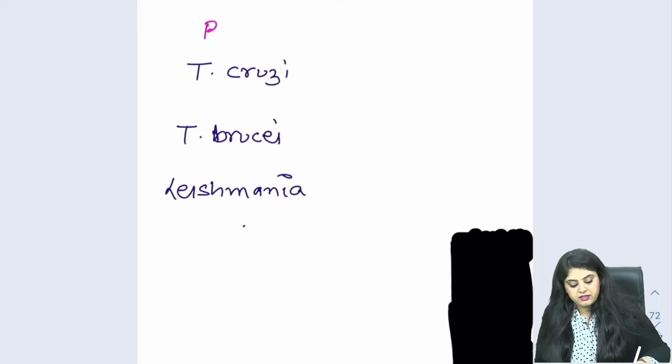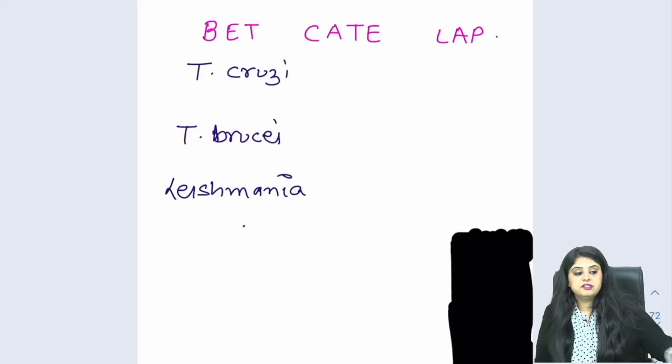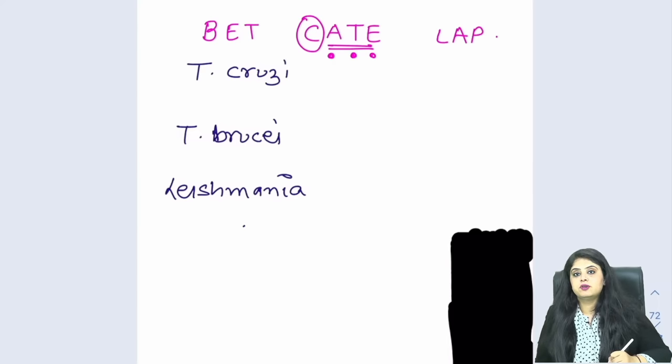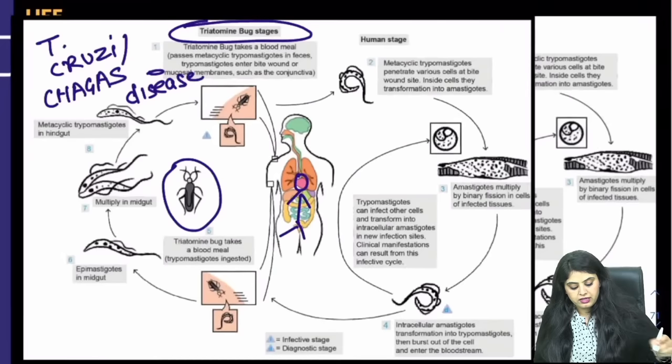Ma'am, there's a mnemonic which says, bet you can't keep the cat on your lap. What is this? Bet you can't keep the cat on the lap. It means that when I'm talking about Trypanosoma cruzi, what are the three forms that I'm going to see in the life cycle? Amastigote, trypomastigote, and epimastigote. Okay, so let me go back to the life cycle.